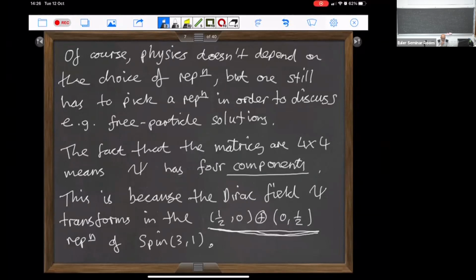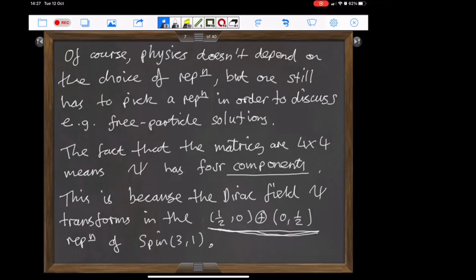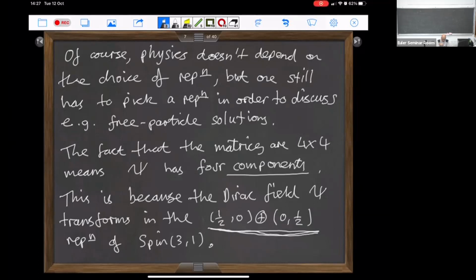Any questions so far? So from the observation that the matrices are 4 by 4, we can conclude that it is transformed in the half plus half representation. It seems to me not to be very rigorous. Oh no, I haven't proved it to you, but I will prove it to you. Oh, all right. I'm just trying to give a reason why before we see it.